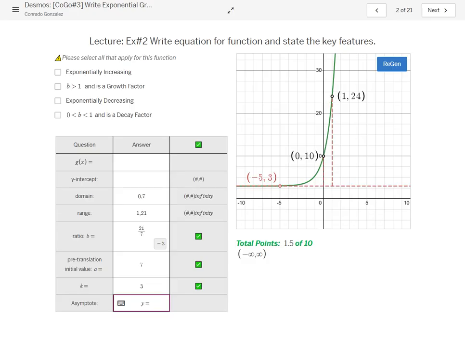The asymptote is y equals 3, right? So now I have all the pertinent information to write the equation. A is 7, the pre-translation initial value. And then the multiplier is 3, and that's 21. Notice how that gives you 21. You can see it right there. It just came out on the screen. And that's 21. And then you shift it up 3 by adding 3.